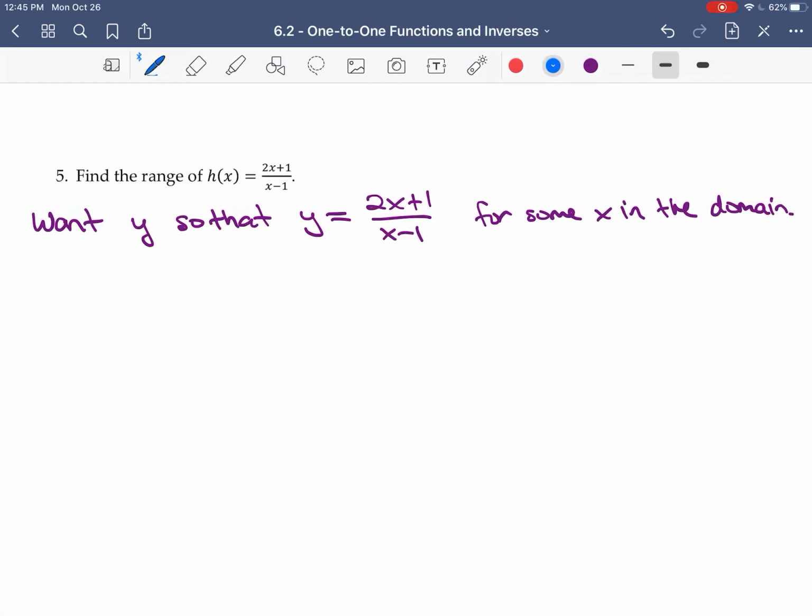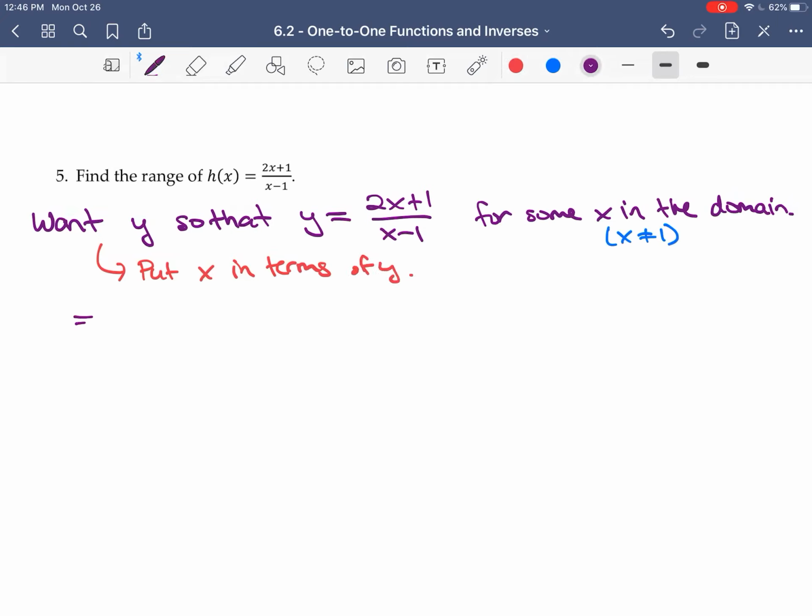Okay, so for here, the domain is x not equal to 1. So for any x that's not 1, what we can do is solve for x in terms of y. Now this is the same thing as the switch and solve, but we're not switching them. So we put x in terms of y.